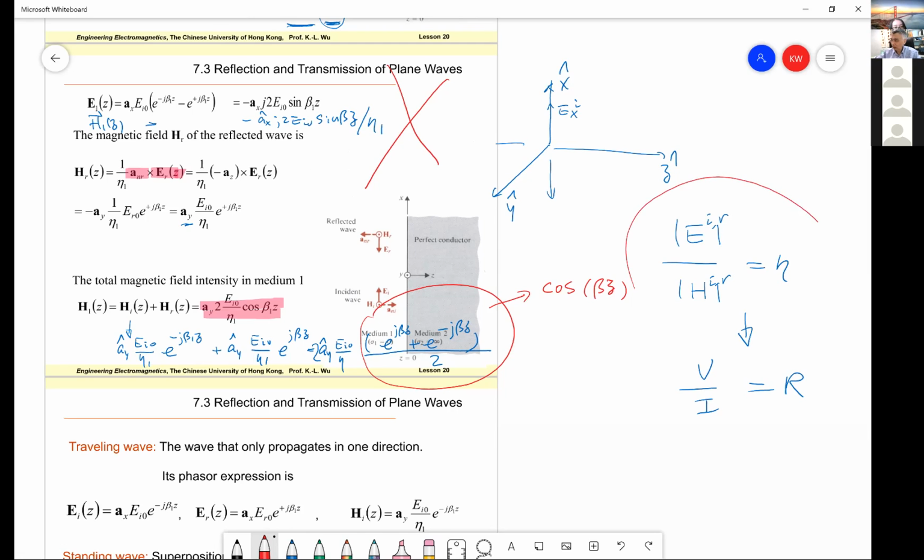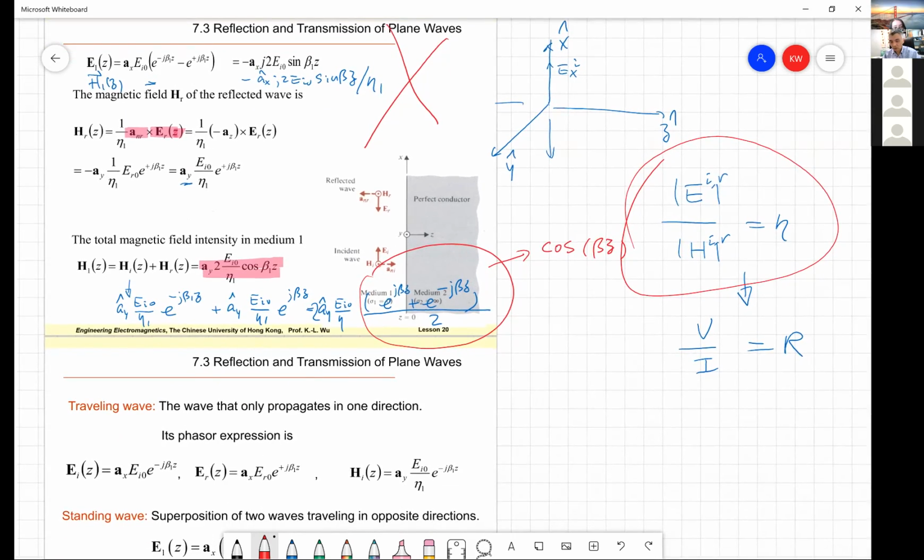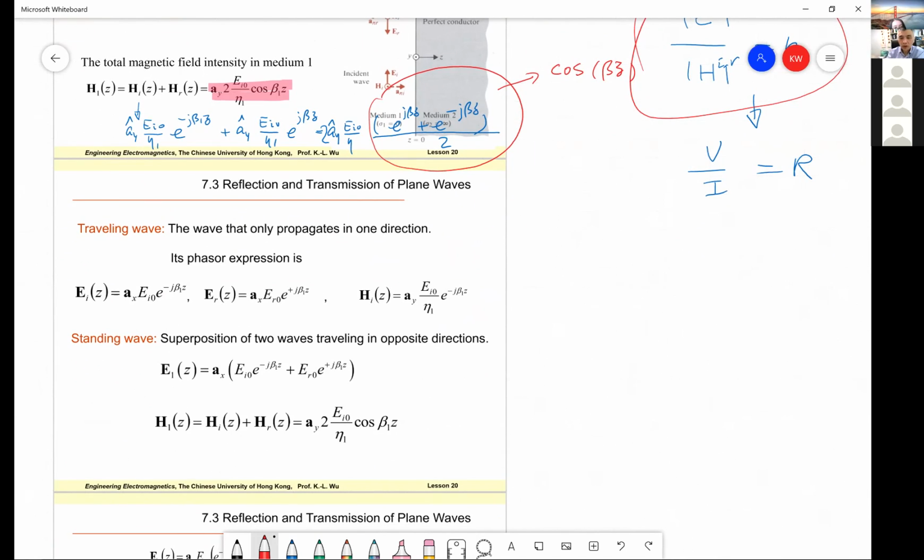In what case can we apply this rule? Let's define a concept. One is called a traveling wave, and one is called a standing wave. These two terminologies are very useful. We know what travel means, right? You travel from one place to another place.